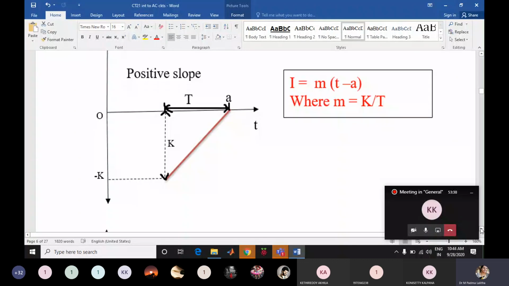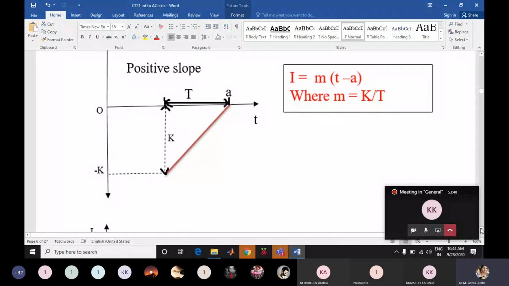So these are the different lines. We just have to identify whether it is a positive slope or a negative slope. If you see, this is a positive slope because this is the time increasing direction. As time increases, the value goes from minus k to 0. That means it is increasing, so it is a positive slope. It is this vertical difference by horizontal difference, k by t. The expression is m into t minus a. So this intersection is a.